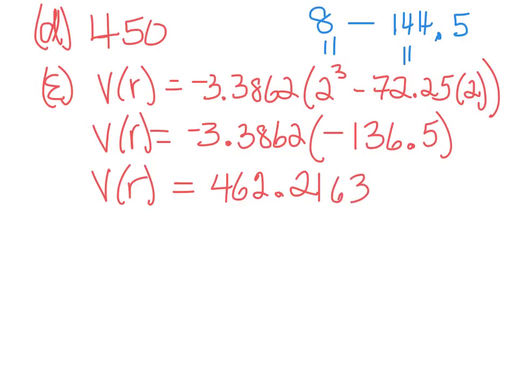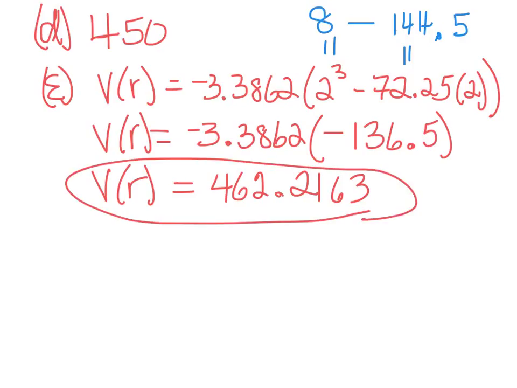Now, if you look at that, from part D, I said it was 450. Part E, it's actually 462.2163. So it says, how close is the value from the formula to the value on the graph? You could subtract the two and see what the difference is, but we're pretty close. And there is our answer to part E.